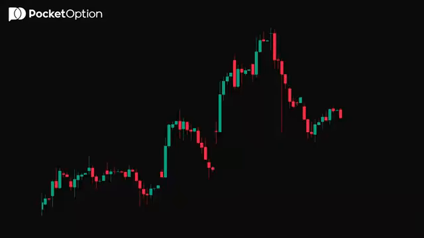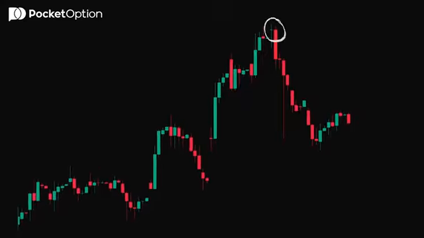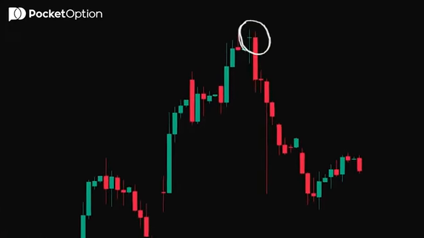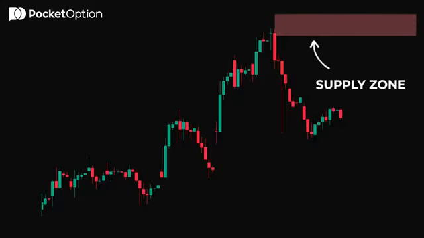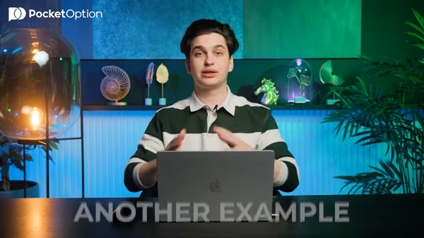And to mark the supply zone in this situation, highlight the last candle before the impulsive move occurred. Yes, meaning that sharp jump, which is right here. Use a tool, for example, a rectangle, to draw a zone from the high to the low of this candle. This marked area becomes your supply zone. Well, let's look at another example to reinforce the information.